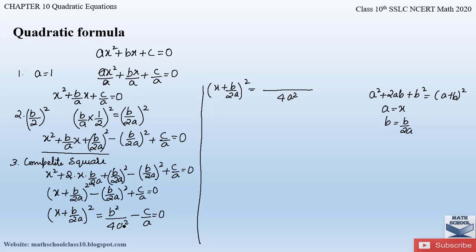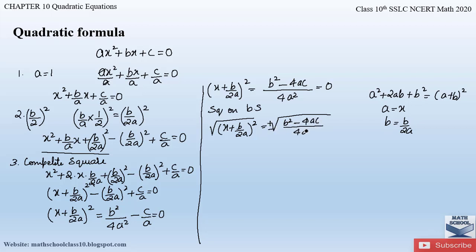Okay, the first term has the denominator 4a square, so we will get the same numerator, b square, minus here we have to multiply by 4a. Since the denominator is a here, 4ac is equal to 0. Let us take square root on both the sides. So we will get square root of (x plus b by 2a) the whole square is equal to square root of b square plus or minus square root of b square minus 4ac divided by 4a square.